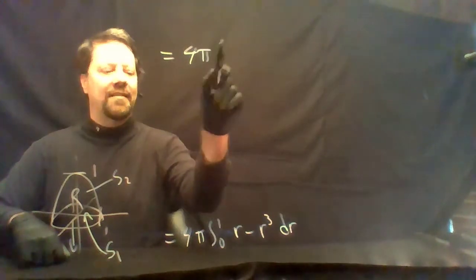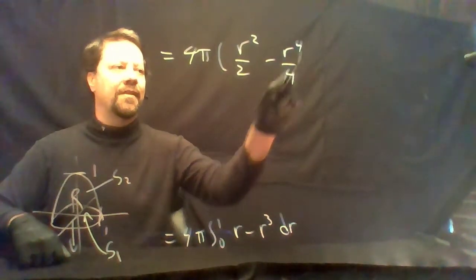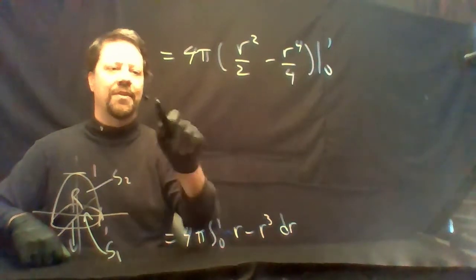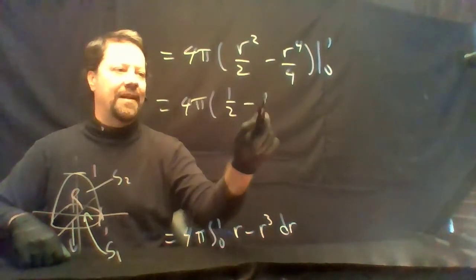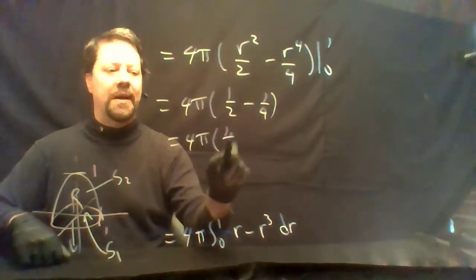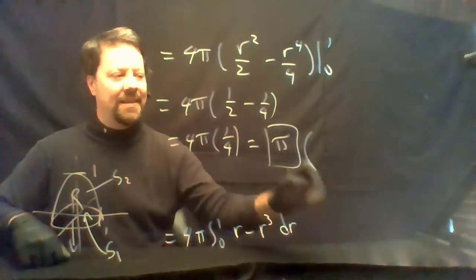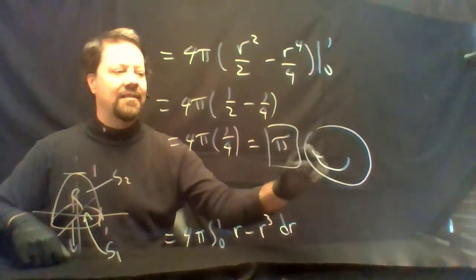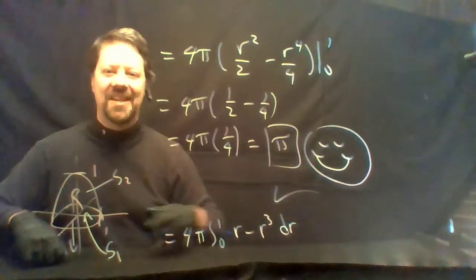We have 4 pi, r squared over 2 minus r to the 4th over 4, evaluated from 0 to 1. That's 4 pi times a half minus a fourth, which is 4 pi times a fourth, or just pi. This makes us very happy. This is the blissful happy face, because that checks with the other side.